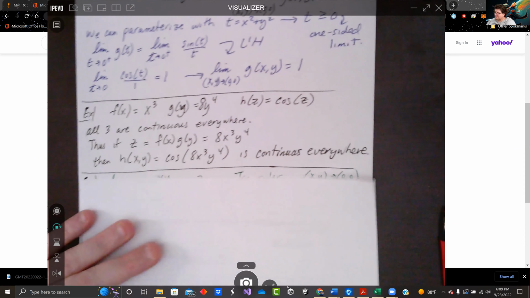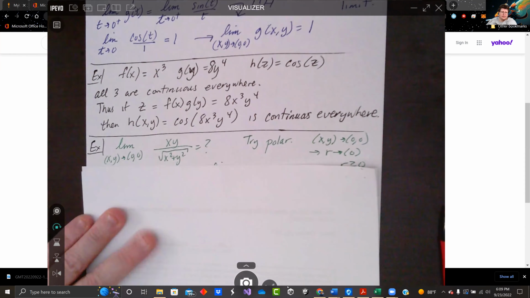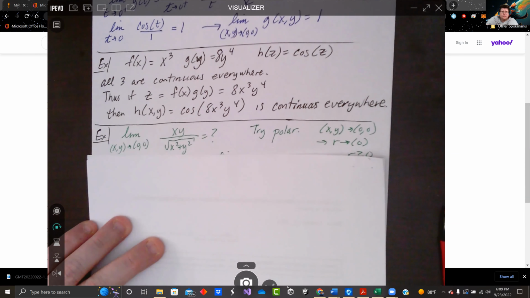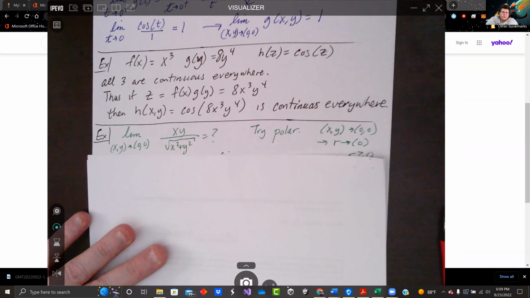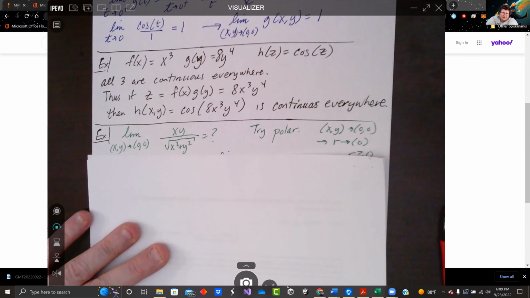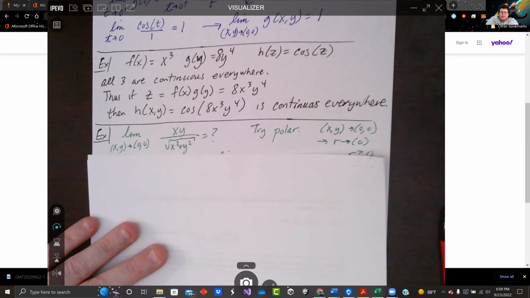One last little tasty tidbit. What happens if you got something crazy like the limit as x,y approaches the origin, where our function is x times y over the square root of x squared plus y squared? What do we get for the limit? We get zeros on top, zeros on bottom. How do we do the L'Hopital here? It's a little tricky here. We could try polar though.